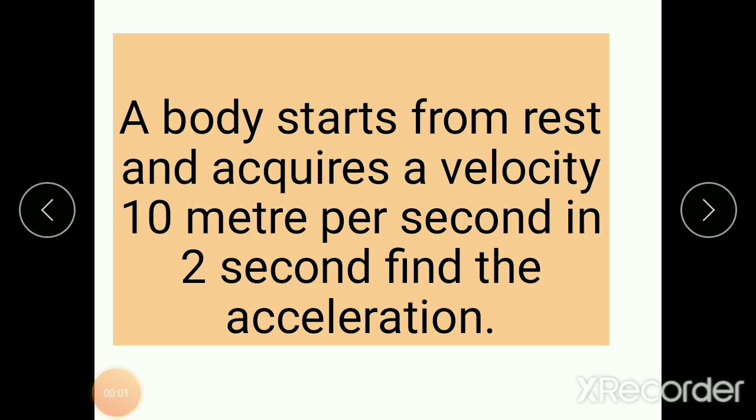In today's class, we have seen acceleration and retardation. Your homework is to solve this problem. A body starts from rest and acquires a velocity of 10 meter per second in 2 seconds. Find the acceleration. You know the formula for acceleration, that is change in velocity divided by time, so use the formula and find the acceleration.